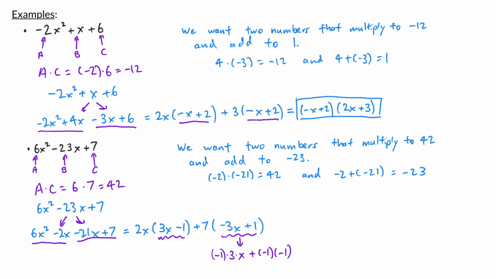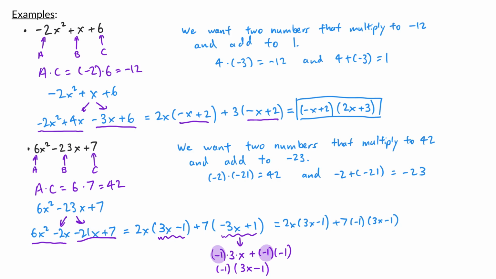When we write our expression this way, we notice that there's a common factor of negative 1 in the first term and a negative 1 in the second term. So using the distributive property, we can pull out the negative 1, and what's remaining is a 3x minus 1. So rewriting our entire expression, we have 2x times 3x minus 1 plus 7, and then the negative 3x plus 1 I can replace with negative 1 times 3x minus 1.